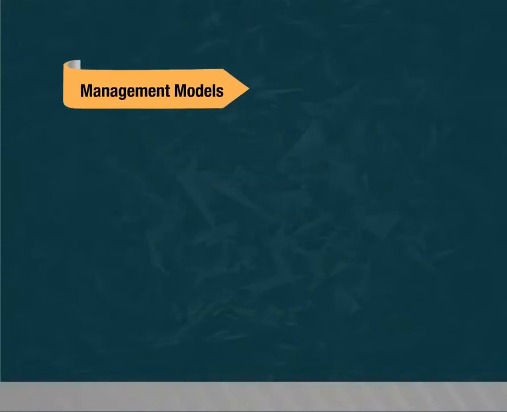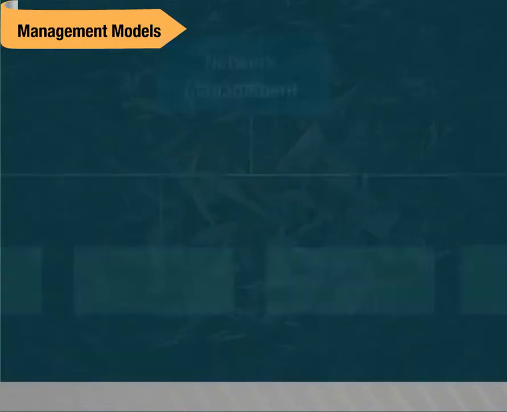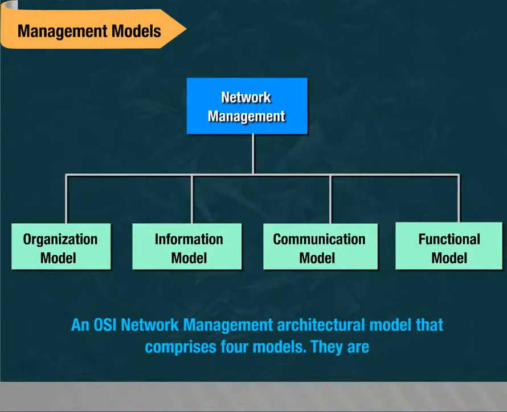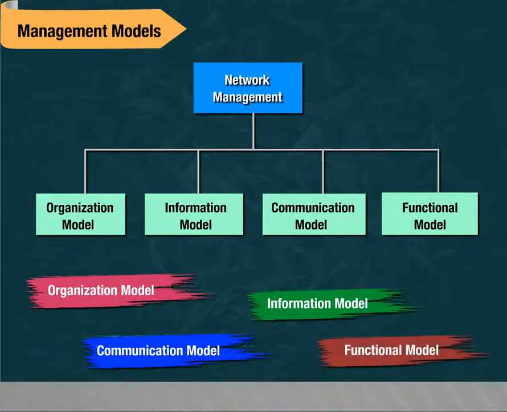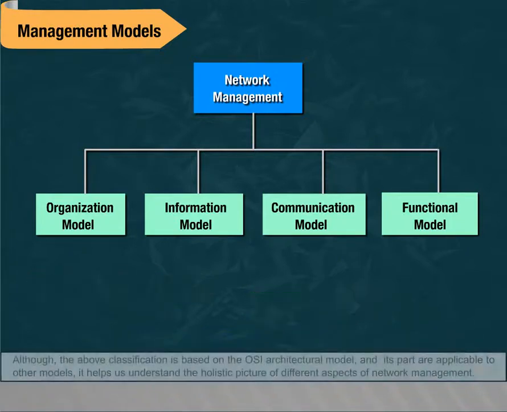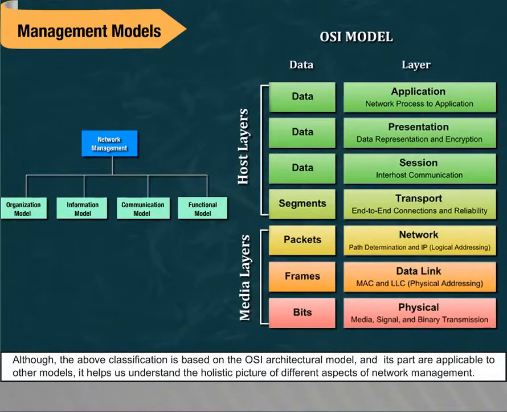Management models. The OSI network model is an ISO standard and is the most complete of all the models. It is structured and it addresses all aspects of management. The OSI network management architectural model comprises 4 models. They are organization model, information model, communication model, functional model. Although the above classification is based on the OSI architectural model and its parts are applicable to other models, it helps us understand the holistic picture of different aspects of network management.